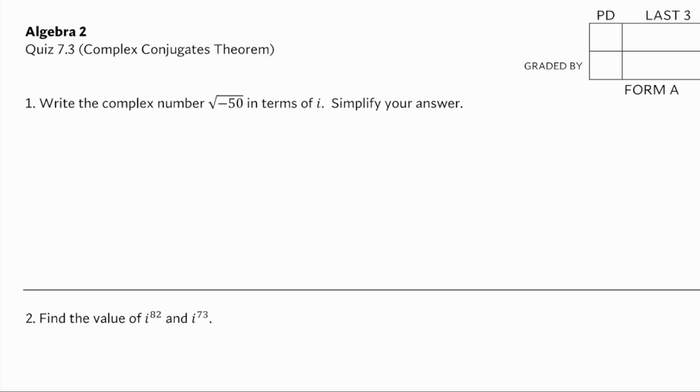Alright, welcome. In this video, I'm going to be working Algebra 2 Quiz 7.3. Now, in this lesson, pretty much all you learned that you have to know for the quizzes and the tests is that if you've got a polynomial with real coefficients and a plus bi is a root of that polynomial, then a minus bi has to also be a root of that polynomial.